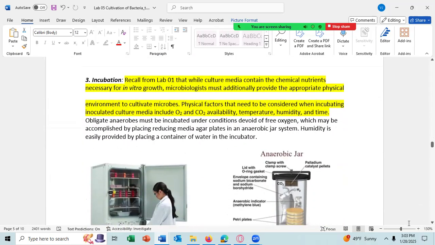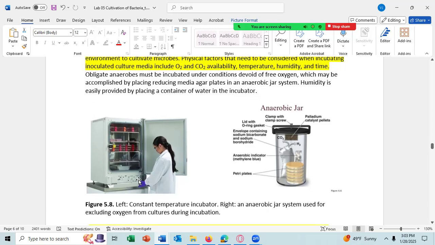All right. The next I procedure is incubation. Recall from lab 1 that a culture media contains chemical nutrients necessary for growth of the microbe in vitro, but you must additionally provide appropriate physical environment for the microbes to grow. You can have a complex incubator like this one shown here, which has dials that can control how much oxygen will be in the incubator for the cells to be exposed to, as well as how much CO2.